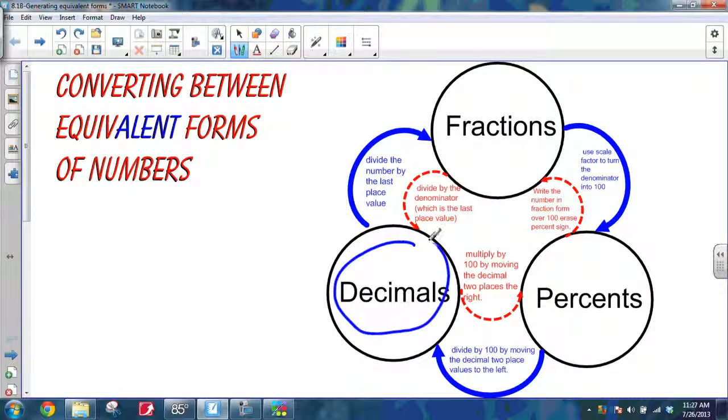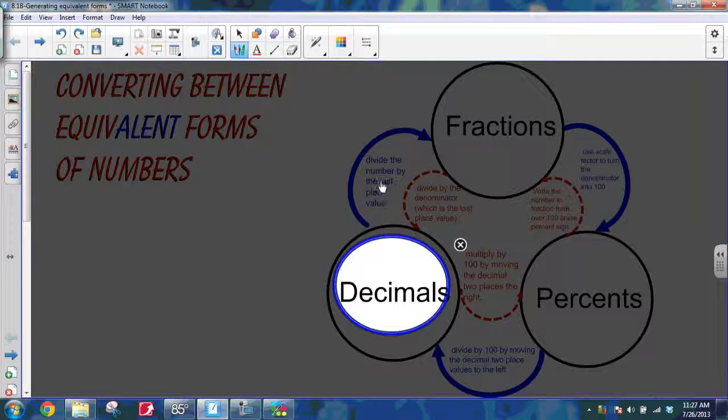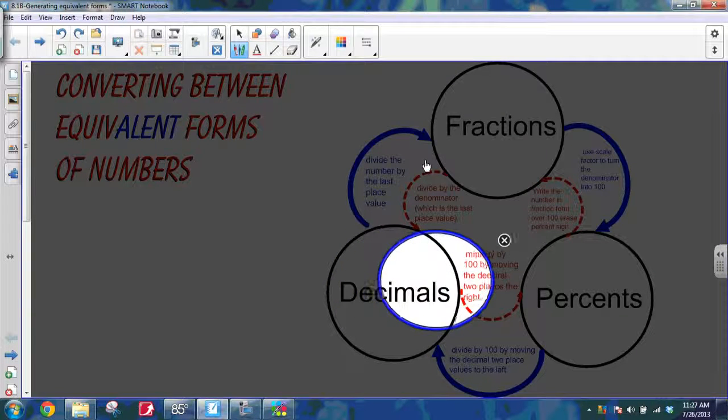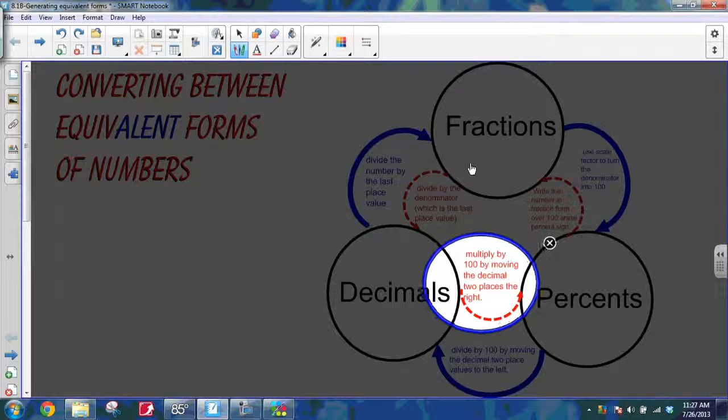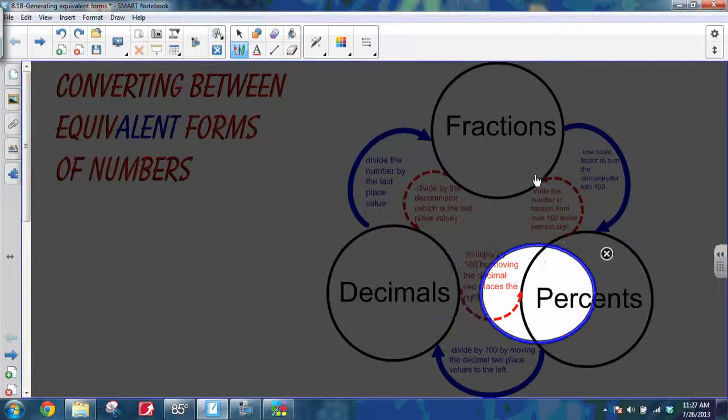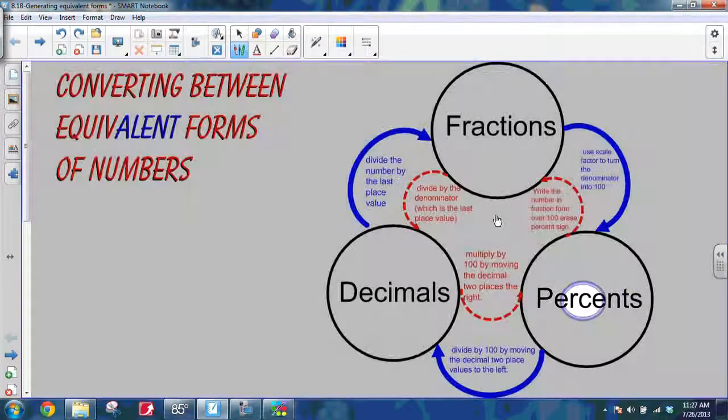Let's say I start with a decimal. I want to turn a decimal into a percent. Well, the red track shows that I need to take my decimal and multiply by 100 by moving the decimal 2 places to the right. And that will give me a percent. So let's look at it.